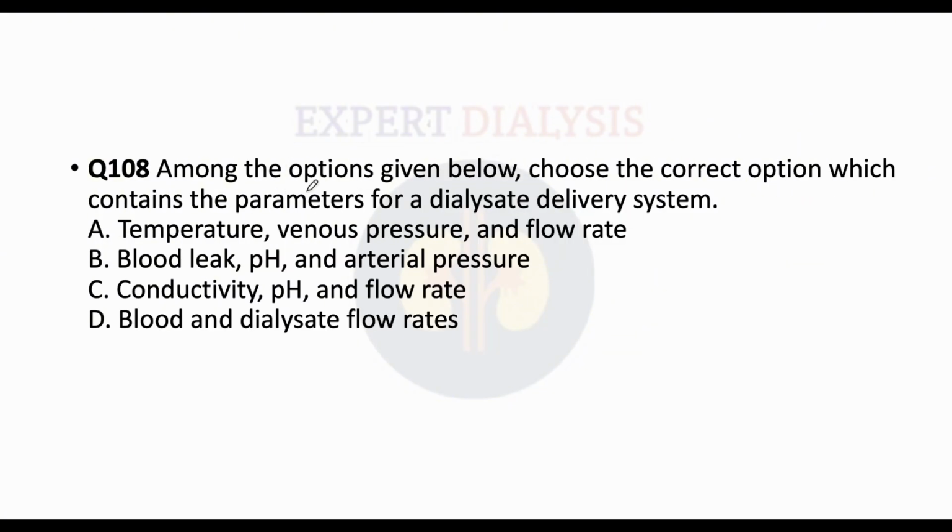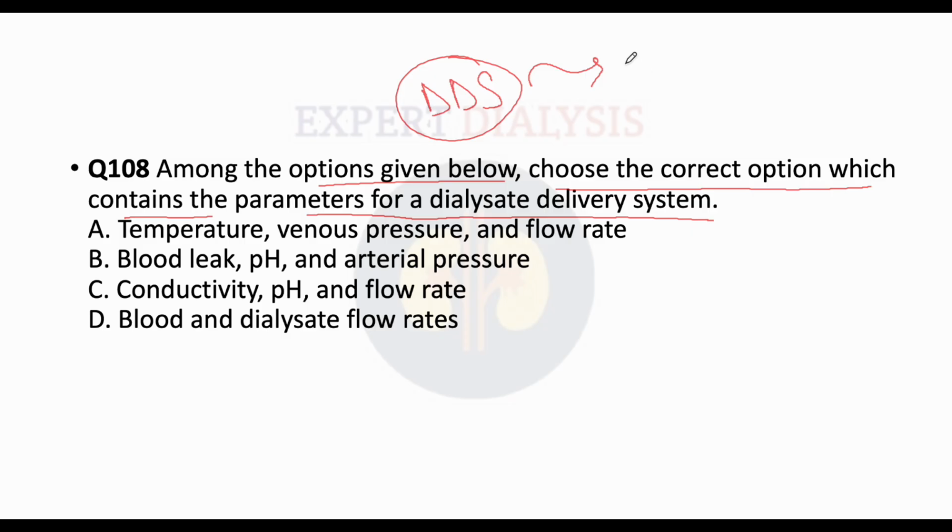It says among the options given below, choose the correct option which contains the parameters for dialysate delivery system. Dialysate delivery system, we have to find the parameters which generally are checked before the dialysate is allowed to be exposed to the blood. So option A is temperature, venous pressure, and flow rate. Option B is blood leak, pH and arterial pressure. Option C is conductivity, pH, and flow rate. Option D is blood dialysate flow rate.